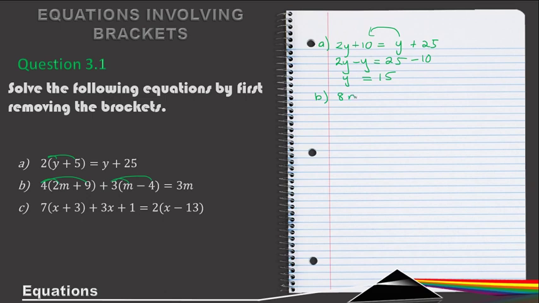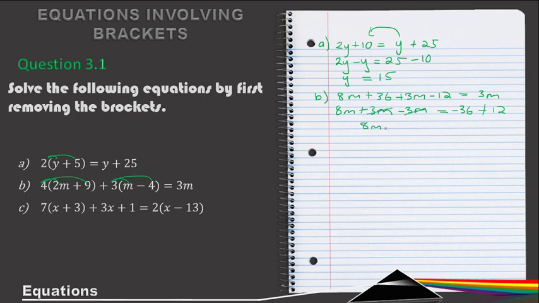For B, I'm going to multiply this bracket out and this bracket out. That gives me 8m plus 36, if I say 4 times 9, then plus 3m and minus 12 equal to 3m. Now, at this point, you can choose. Do I want to take my m's over or bring this m over here? Let's actually do that because they're not that much. So let's say 8m plus 3m, which is this side. Then bring the negative 3m over, equal to, so take the 36 over, it becomes negative 36. Take the 12 over, it becomes plus 12.